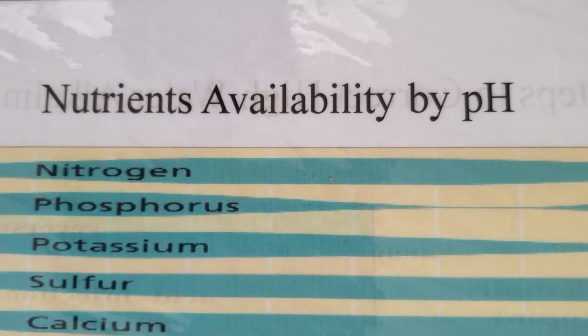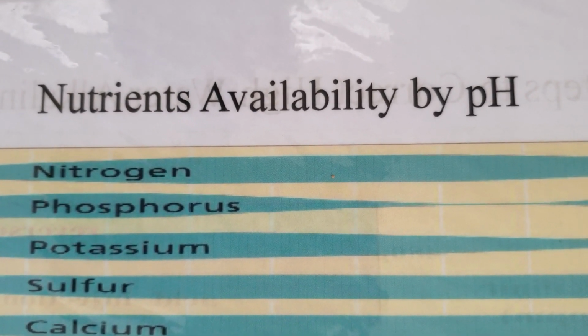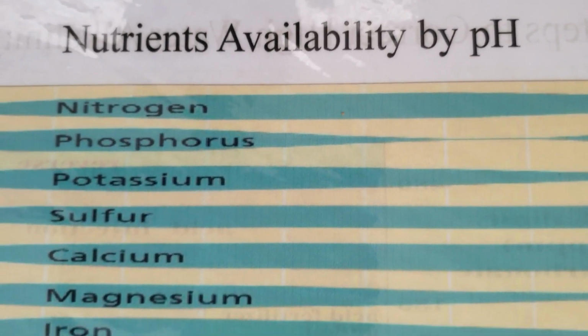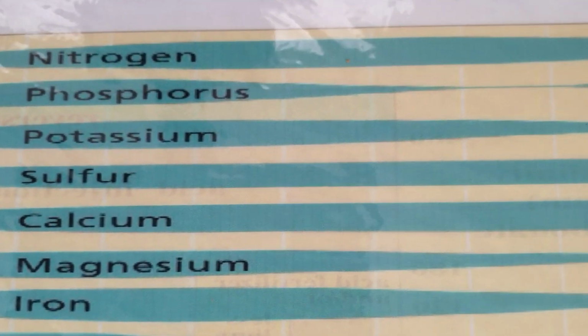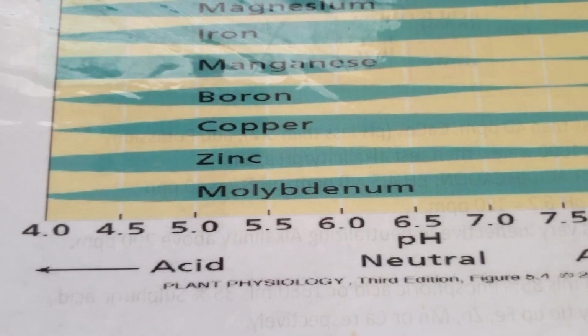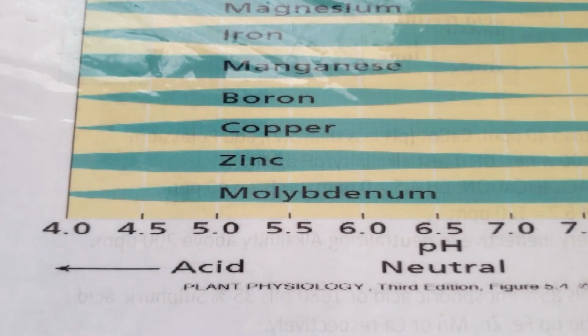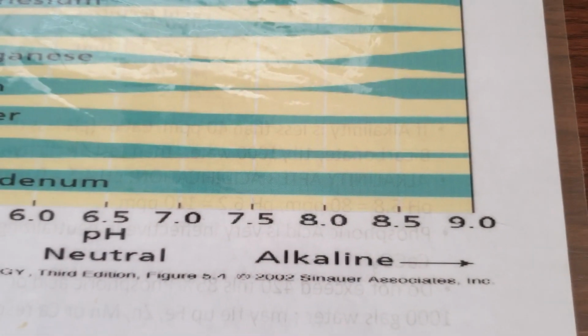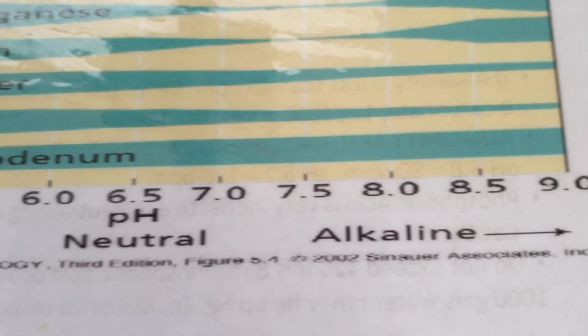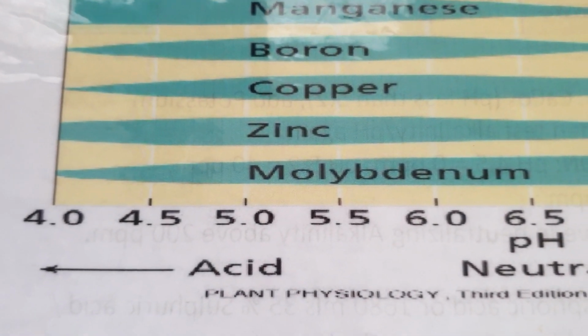So as you can see there, this is nutrient availability by pH, right? And it has the different nutrients: nitrogen, phosphorus, potassium, sulfur, calcium, magnesium, iron, manganese, boron, copper, zinc, molybdenum. This chart did not number from 1 to 14, right? It numbered from 4 to 9. But nevertheless, it's basically the same concept going towards 14 and the same concept going towards 1.